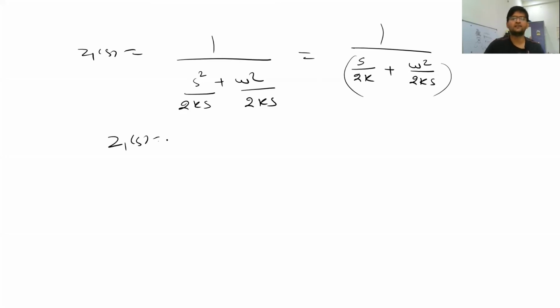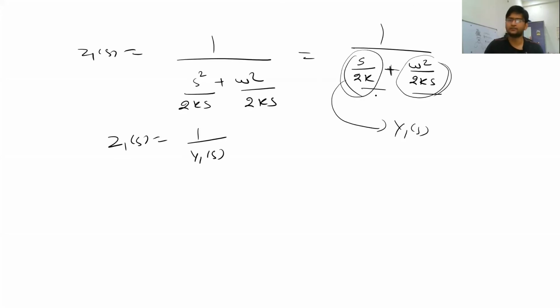Now, since you see that this whole thing is in the reciprocal form, Z1 is nothing but 1 upon Y1S. So this whole thing will be represented as Y1S. And this Y1S is the summation of two things which will individually represent two admittance functions. So let me call this YA and this YB. So you get YA as S upon 2K and YB as omega square upon 2Ks.